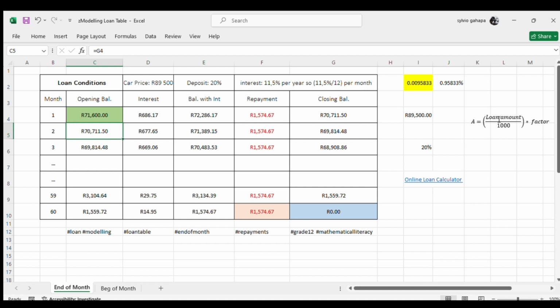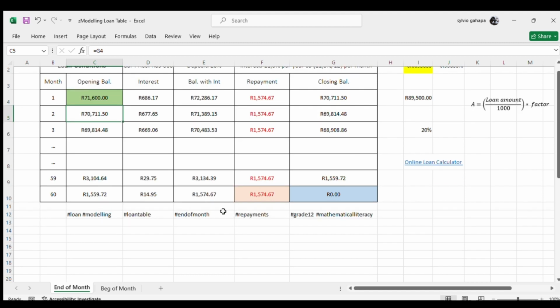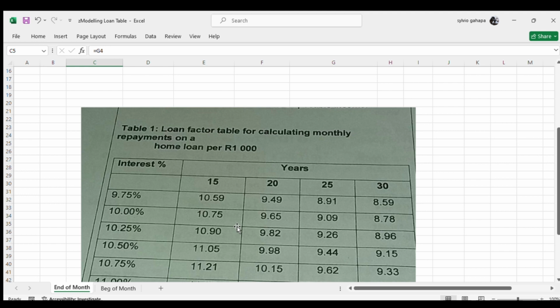That's what you're going to use to work out your monthly repayment, by dividing that amount, 71,600, by 1,000. You have to divide by 1,000, then multiply by the factor. And I explained to you where the factor comes from. The factor comes from a table that will again be provided to you.